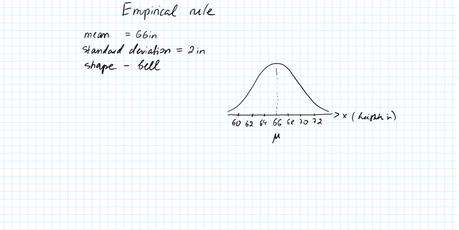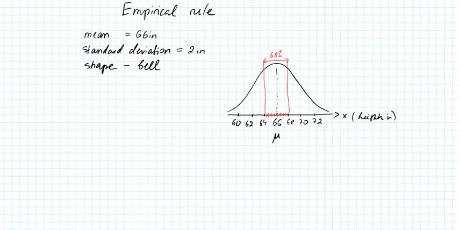So I have this distribution. The empirical rule says that if you have a bell-shaped curve like this with a specific average and standard deviation, then the interval within one standard deviation of the mean, which would be this right here, will contain 68% of all the heights of students in the class. Approximately 68% of all the heights of students in the class.